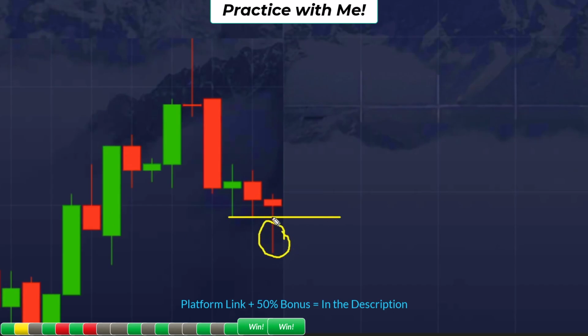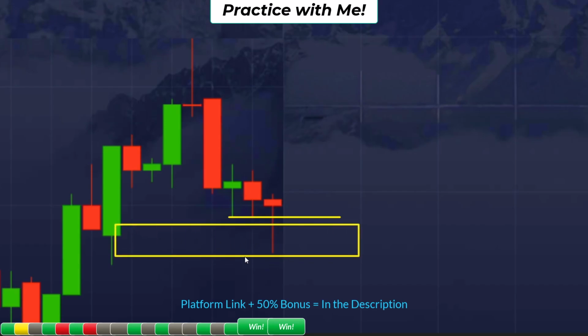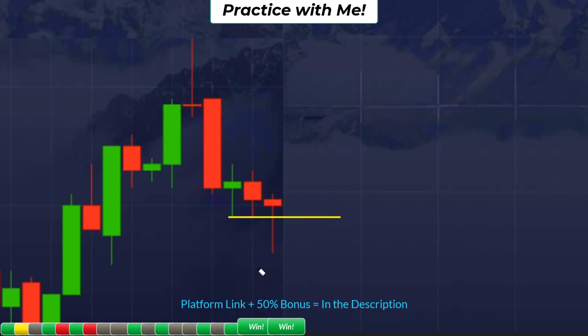I wasn't expecting a long rejection, but this long rejection shows me the buyers are somewhere here as well. The sellers were very strong in the first place, but if there weren't any buyers, we would have this candle, and then we would drop.